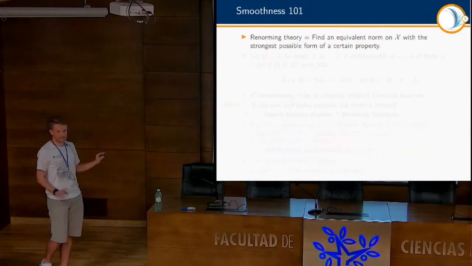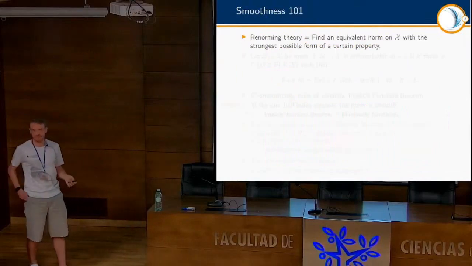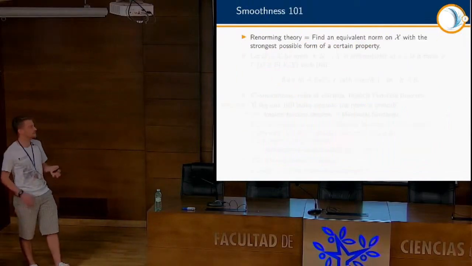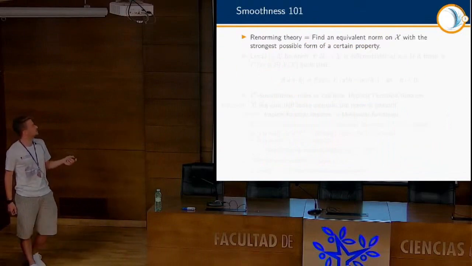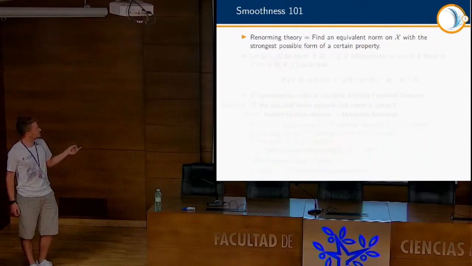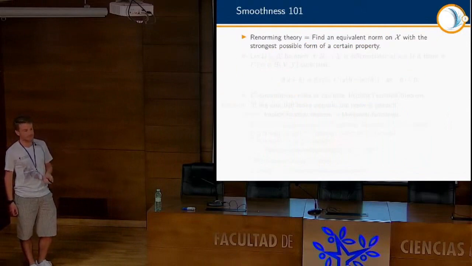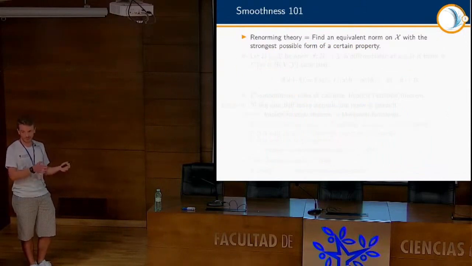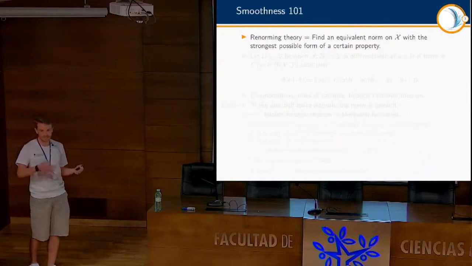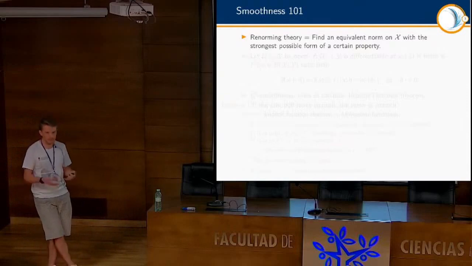OK, now let's start from the basics. So I didn't define anything. I probably will not define almost anything, but at least let's try to motivate a little bit the definition. So let's really go from the basics on smoothness. So I would like to define a renorming theory as: you have a Banach space. You want to find another norm where a certain property is achieved in the strongest possible way, or is not achieved in the strongest possible way.